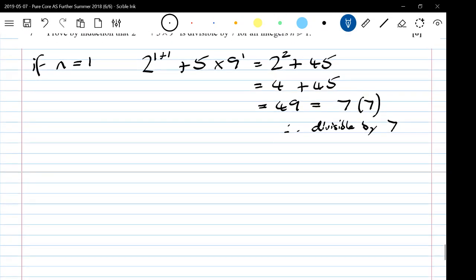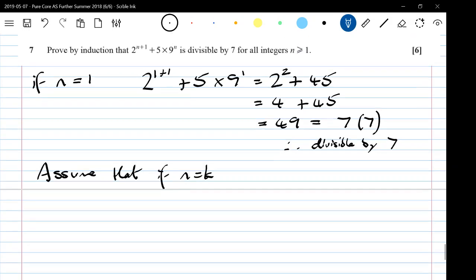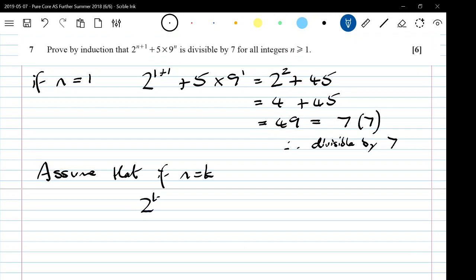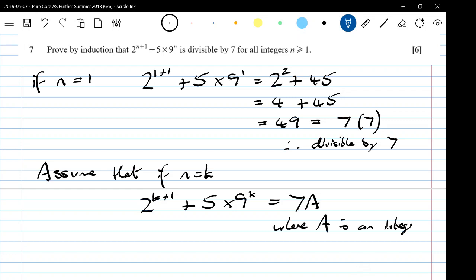Okay, now we state our assumption. We're going to assume that if n equals k, then 2^(k+1) + 5 × 9^k is divisible by 7, so it is written as 7a for some constant a, where a is an integer. That's our way of assuming that it's always going to be divisible by 7.